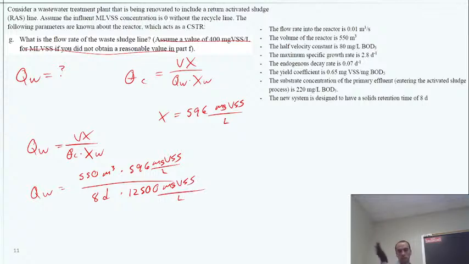Okay, so we can just rearrange the theta c equation, recognizing we've got theta c given to us in the text up here. I should have reminded you that the XW was 12,500. That was our amount recycled, or our concentration of the recycle. So when we put these numbers together, we can get a value for QW, and we'll notice that the units are going to come out nicely into cubic meters per day, given the setup here.